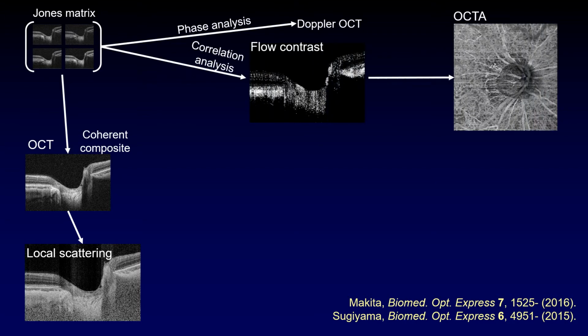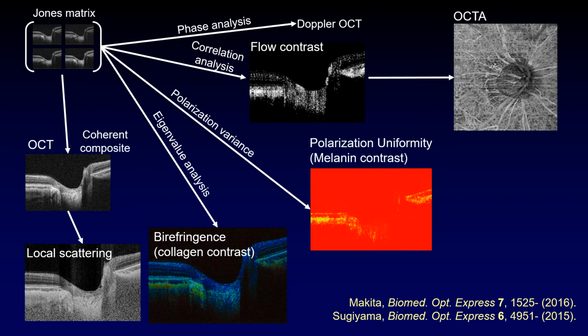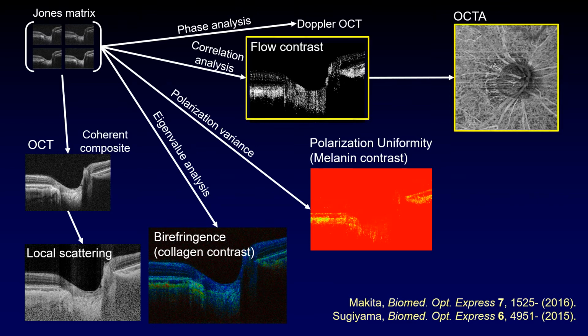It can include a high-sensitivity OCT, local scattering image, OCTA, and flow contrast. In addition, by applying polarization analysis, we can have the birefringence contrast, which is known to be sensitive to collagen, and also the polarization uniformity image. It is known to be sensitive to melanin. In this particular project, what we are interested in is flow contrast, OCTA, and also melanin contrast through the polarization uniformity.